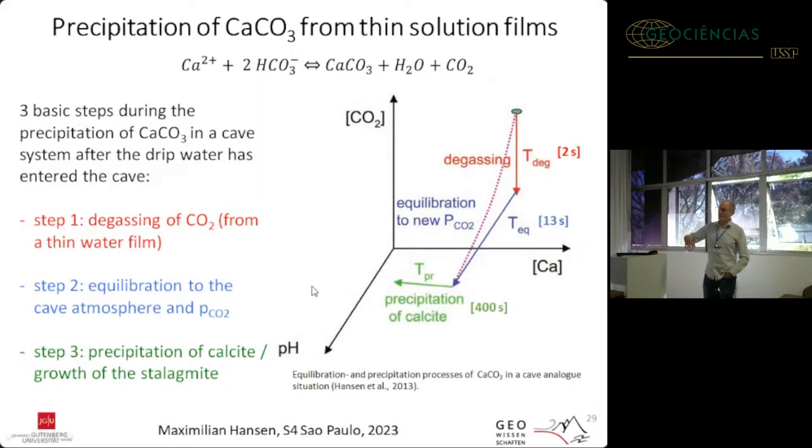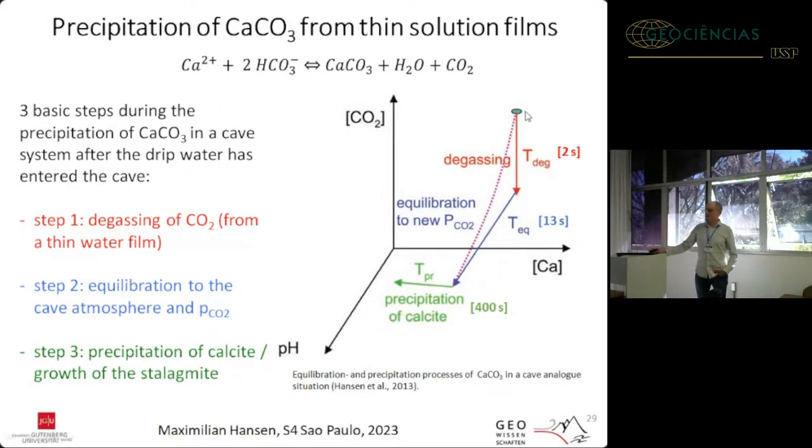So this is just a quick step back because I told you before. This is again the overall reaction during formation of calcium carbonate. And what happens in a cave system? If the water enters the cave and drips down to a stalagmite and forms a thin solution layer, the first step is the degassing of excess CO2 from the solution. And this is a very fast process because the diffusion in a thin boundary layer is very, very fast. So this will be done in a few seconds.